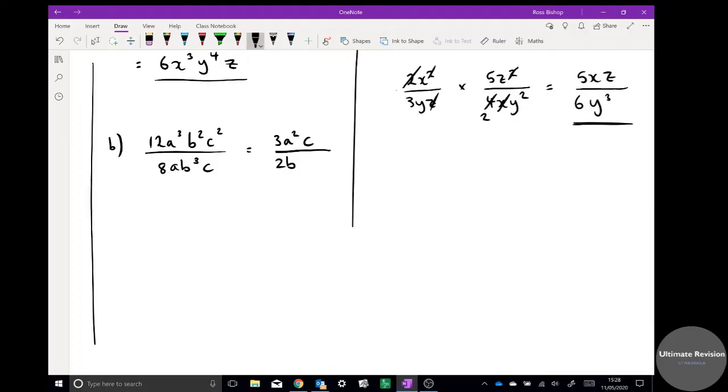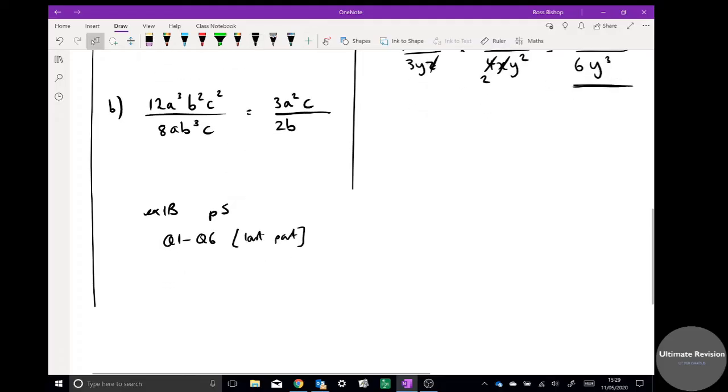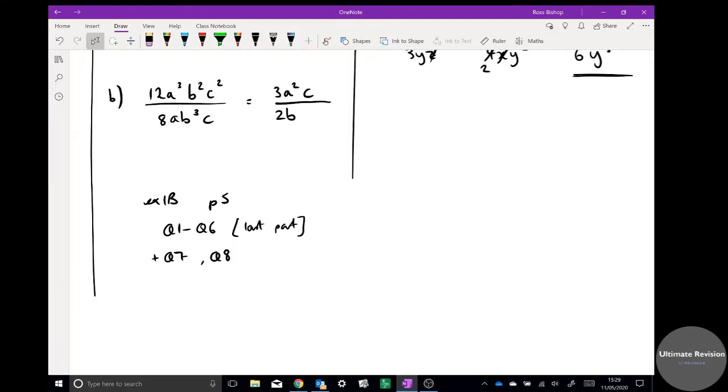So, exercise 1b starts on page 5. And what I wanted to do is questions 1 to question 6, just the last part. There's lots of parts, just do the last part because that's the hardest bit, plus question 7 and question 8. Again, these aren't super long, but I would like you to try and get through those questions, please. Right, we've got 2 more sections. So again, pause the video, spend some time working through that.